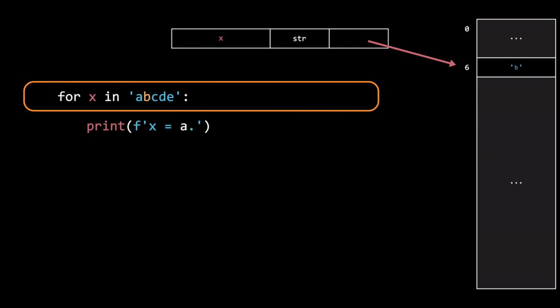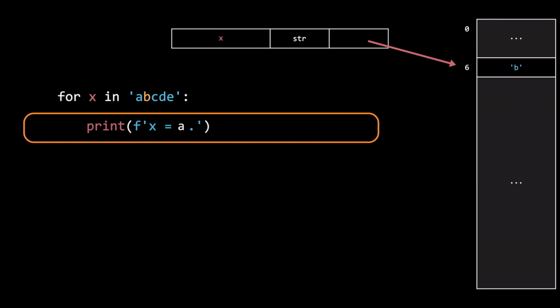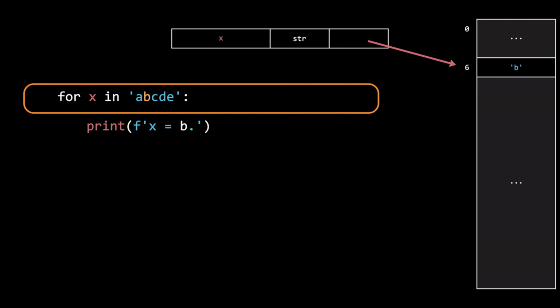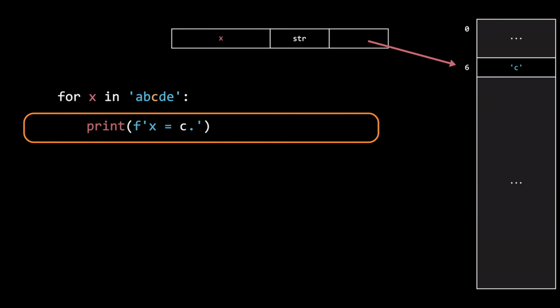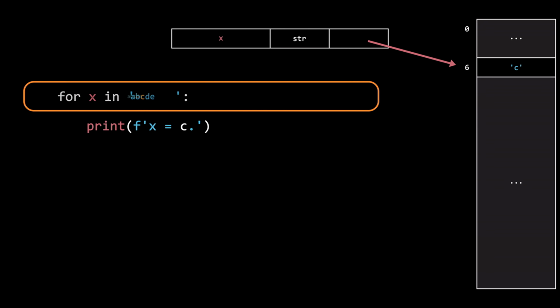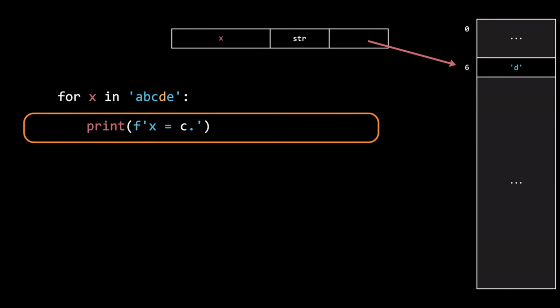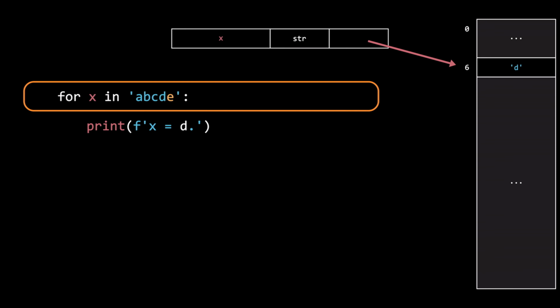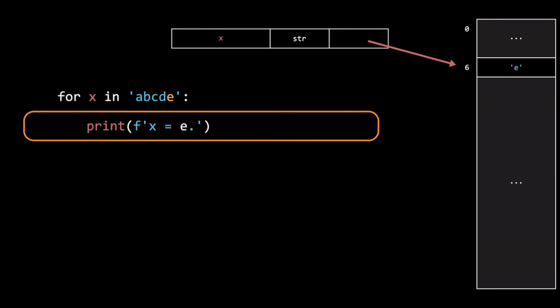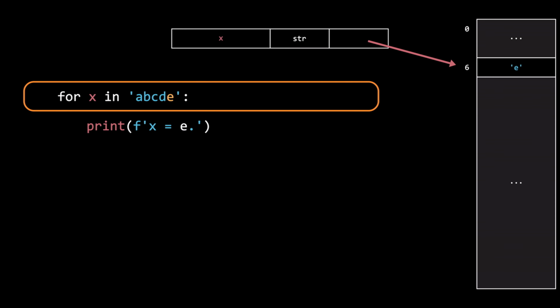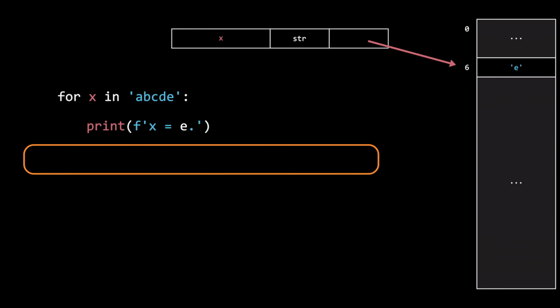Then we go to the next character in the string, B. The variable X now contains B, and then the variable X contains C. We print X equals C, and so on for D. We print X equals D. You can see that the value of the variable in memory is changing from A to B to C to D to E. Finally, when the string is done, there are no more characters left in the string. We execute the code that immediately follows the for loop.